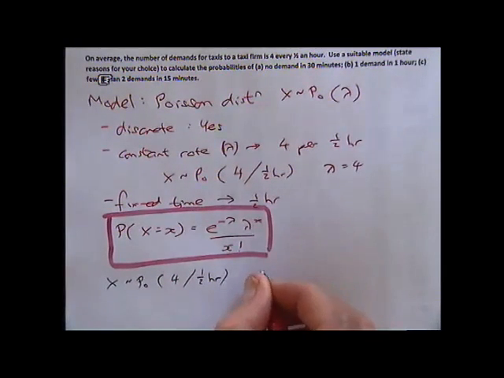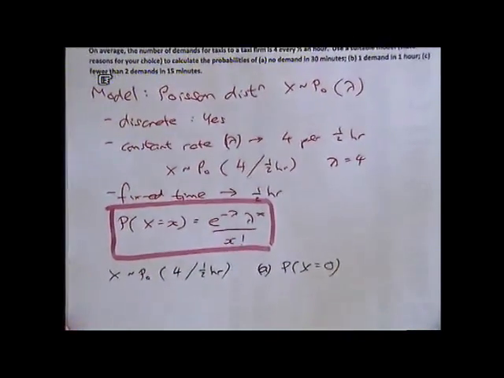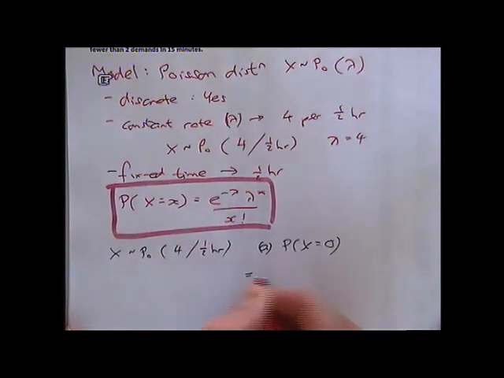And in part A of the question, they say what's the probability of no demand in 30 minutes? So we want the probability x equals 0. So that is literally a case now of just sticking 0 into that formula. So that will be e to the minus lambda, lambda to the power of x over x factorial. What does that reduce to?